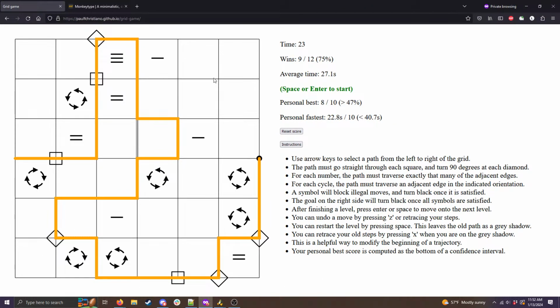And to give credit where credit's due, this game was made by Paul Cristiano, who I believe is an AI researcher. Anyway, it was made as a personal project. I think it's inspired by this puzzle game called The Witness, but he posted it on his Facebook, and a couple of friends and I have been playing it ever since.